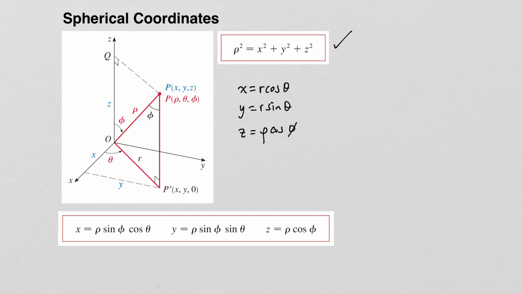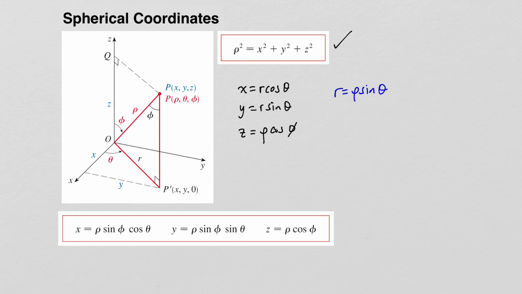But the spherical coordinate system doesn't have an r in it, right? It's only rho, theta, and phi, so we want to get rid of the r that we have here. And we can do that by using this other triangle. R and phi and rho have a relationship, and that relationship is sine of phi equals r divided by rho, or r is equal to rho times the sine of phi.